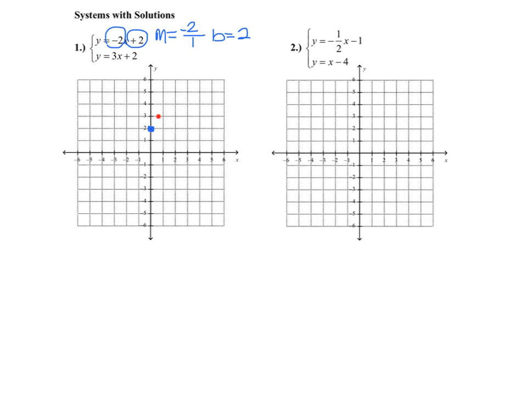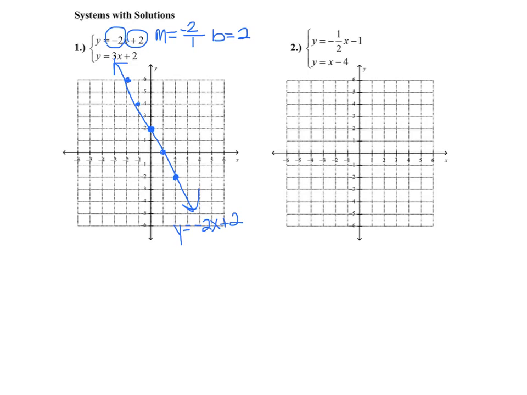So you're going to rise 2, 1, 2, and you're going to the left 1 because of the negative slope. Okay, again, you want to go up 1, 2, and to the left 1. You want to make multiple coordinates, multiple points here. Let's also go down 1, 2 over 1. And let's go down one more, 1, 2 over 1. Now we're going to draw our line. Now you want to label it y equals negative 2x plus 2.